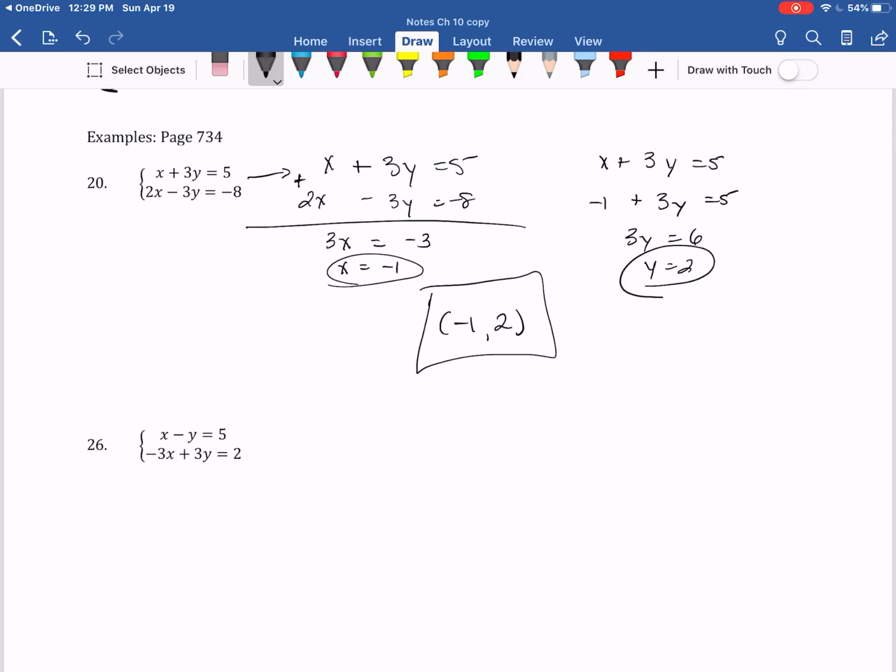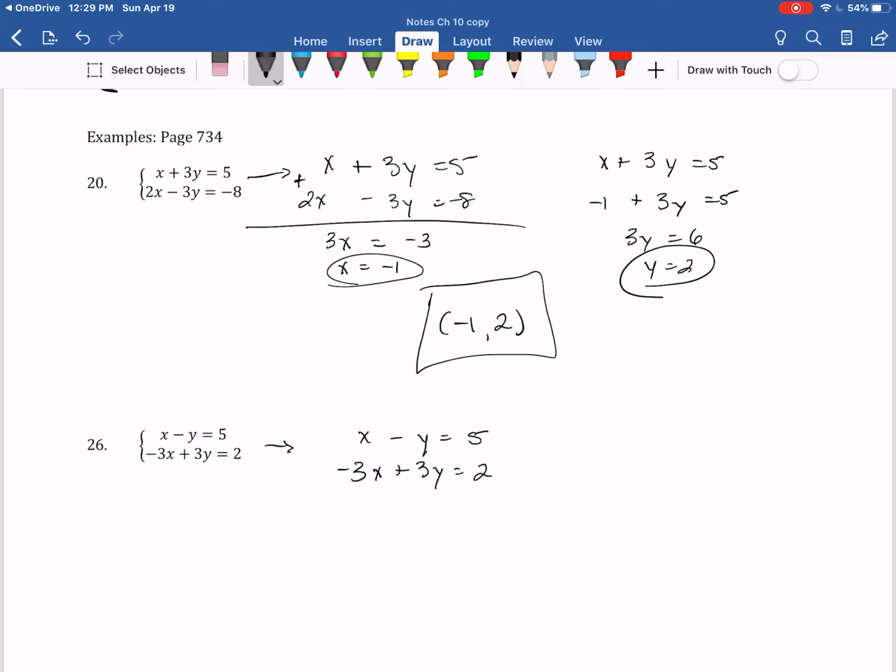Next example looks pretty similar. You might notice that if you were to add your like terms straight away, you're not going to get anything that cancels. Whoops. So I'm just going to recopy it as it appears, and then we're going to decide how to handle this.